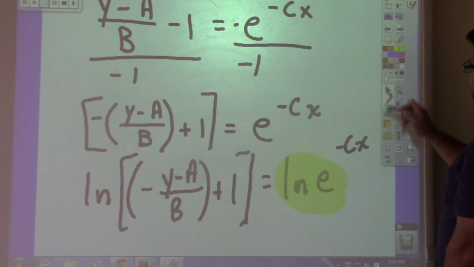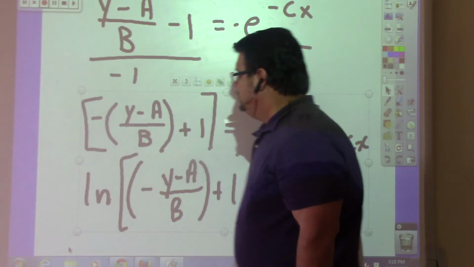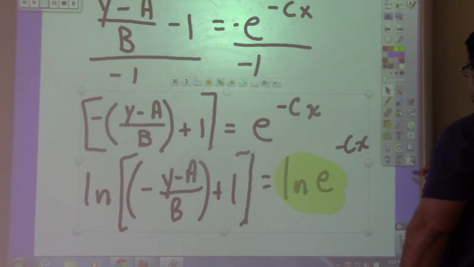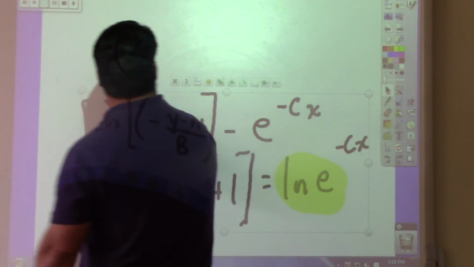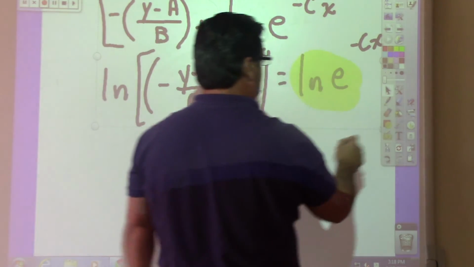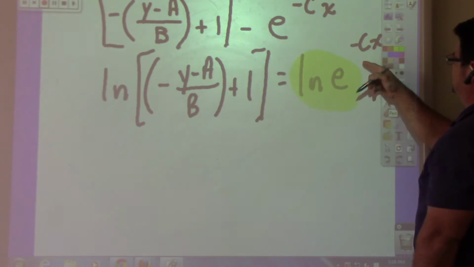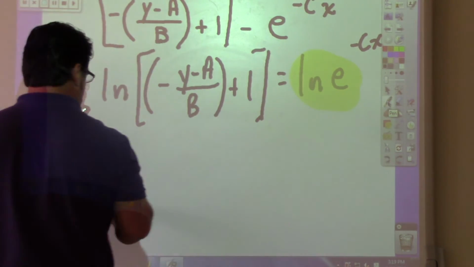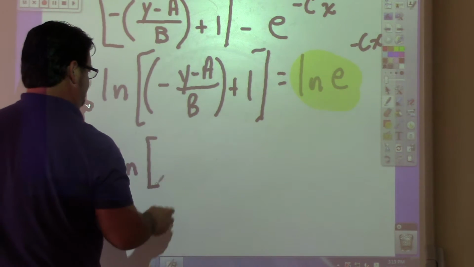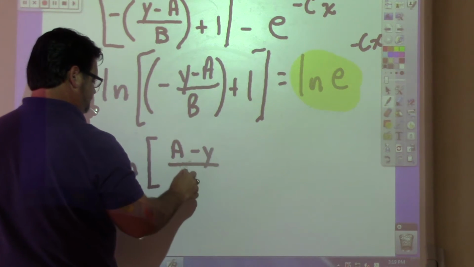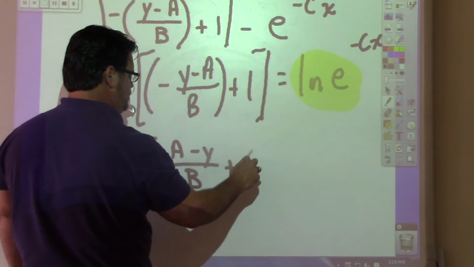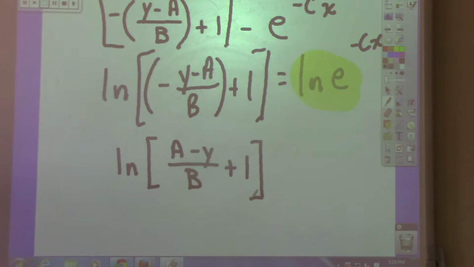So that Cx is going to come down, so you're going to get natural log of a minus y over b plus 1. How does that look? Does that look a little bit better? Yes. It's still nasty looking, but it's better than that top one.